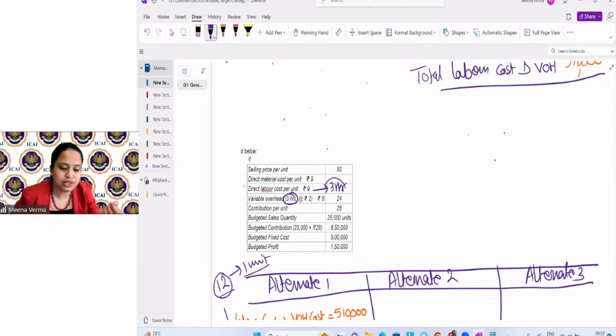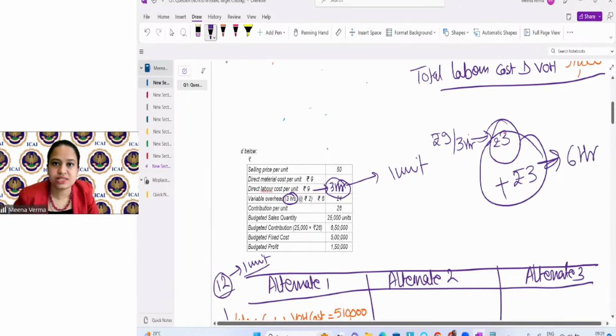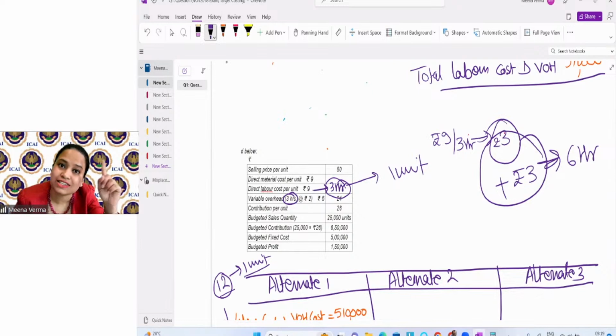So we are assuming that labor is taking 3 hours for 1 unit. And the total amount we are paying is ₹9. That means per hour we are paying 3 rupees to them. It is given in the question that we are increasing the rate by 3 rupees. So now we will pay 6 rupees per hour to the labor. This is the second assumption, because the question is not clear. Is the 3 rupees increase for unit or for hour? We are assuming a different alternative.